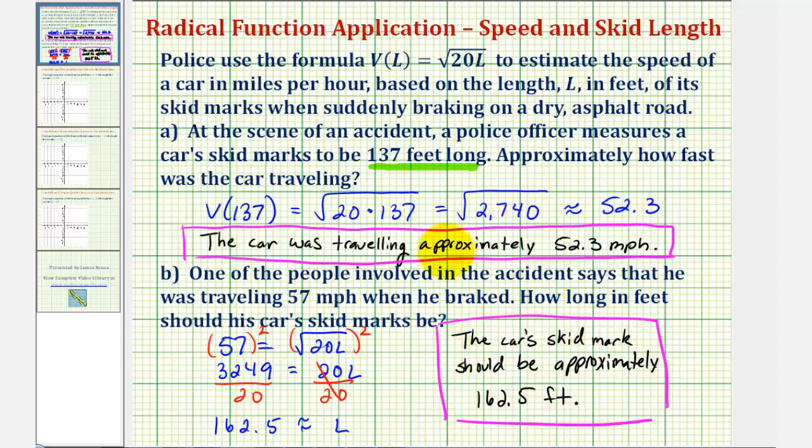Comparing this answer to part A, this should make sense. Notice how this car was traveling 57 miles per hour with a skid mark length of 162.5 feet, and in part A, the car was traveling slower at approximately 52.3 miles per hour, and the skid mark was 137 feet long.